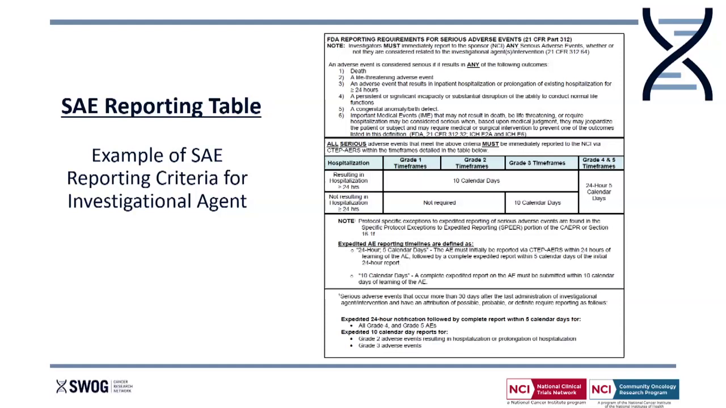In the middle, you'll notice the timeframes for reporting. So if an AE met one of those 6 criteria, how quickly do you need to report it to us? And that's the section in the middle. The sections at the bottom refer to SAEs that may happen after the patient has finished protocol treatment, and there are some specific instructions there. If you have trouble interpreting this table or you're not sure where your patient falls, email us at adr@swog.org and we'll be happy to take a look.